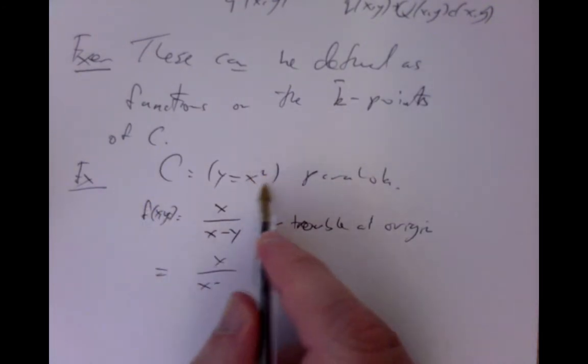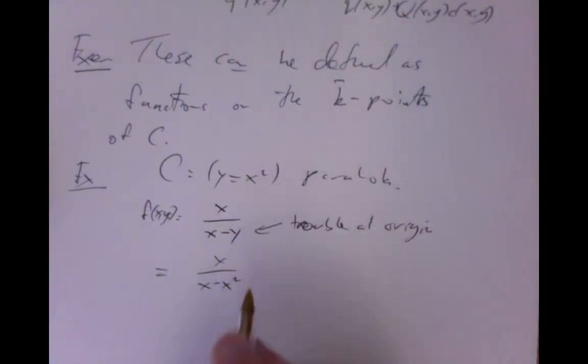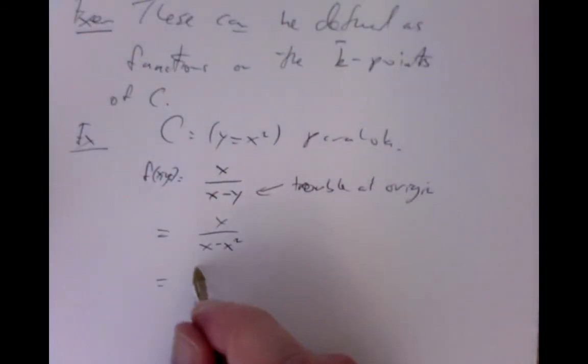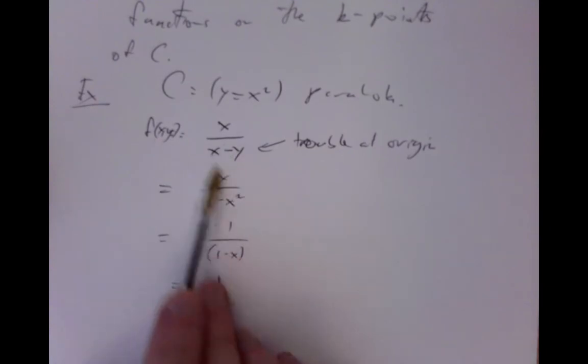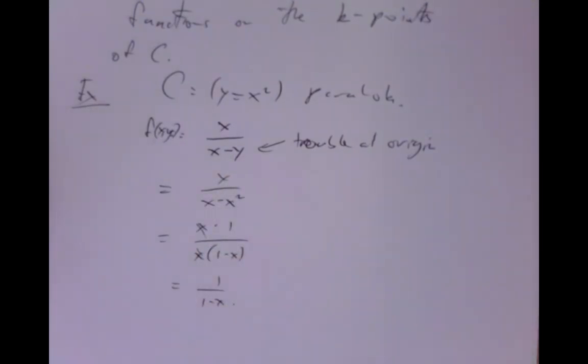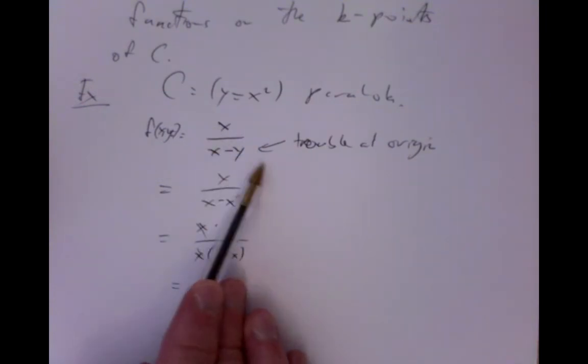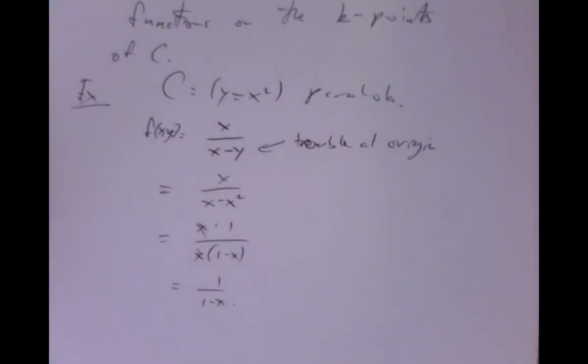But that means on the parabola y equals x squared, and so we can put an x squared in there. And now it doesn't look so dangerous because, in fact, there's a factor of x in the numerator and a factor of x in the denominator. And so we can cancel the factors of x, and now it's clearly defined at the origin. So that's an important example because it looks sometimes like there's trouble, but sometimes it really isn't trouble. It's not just a rational function. It's a rational function on the parabola.